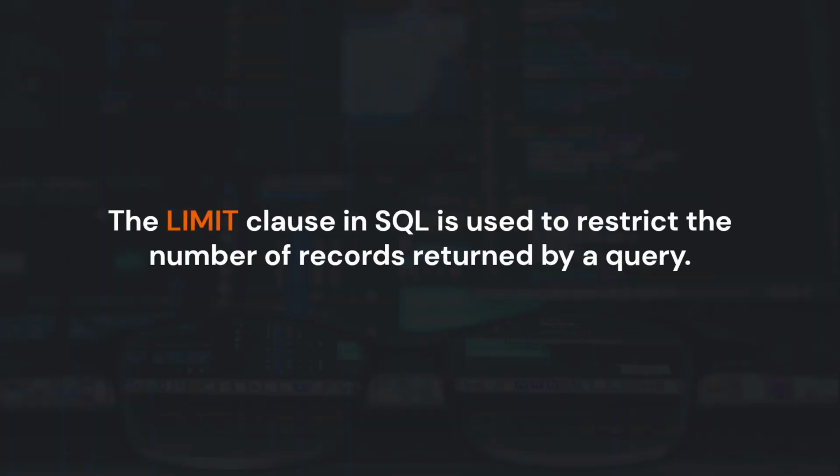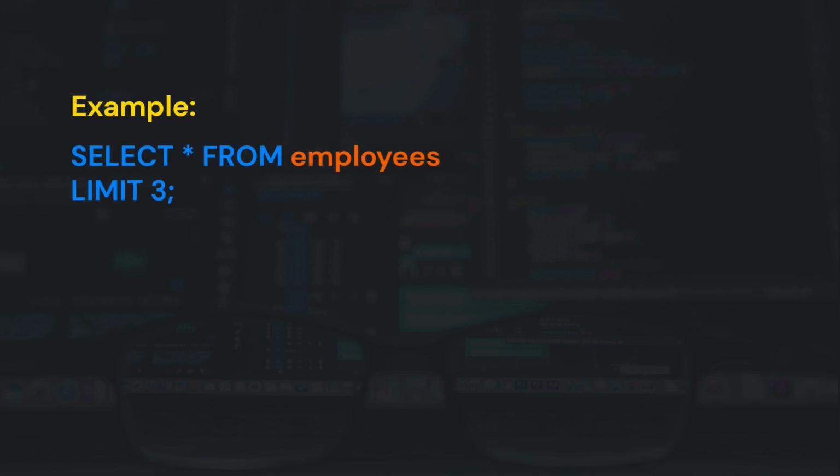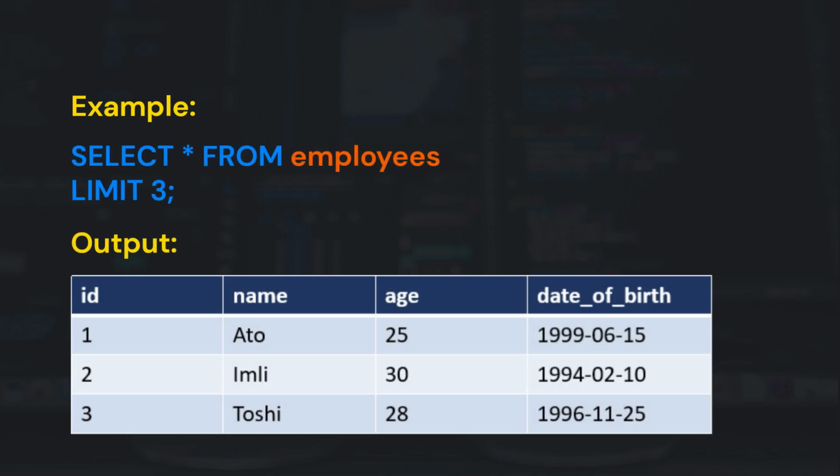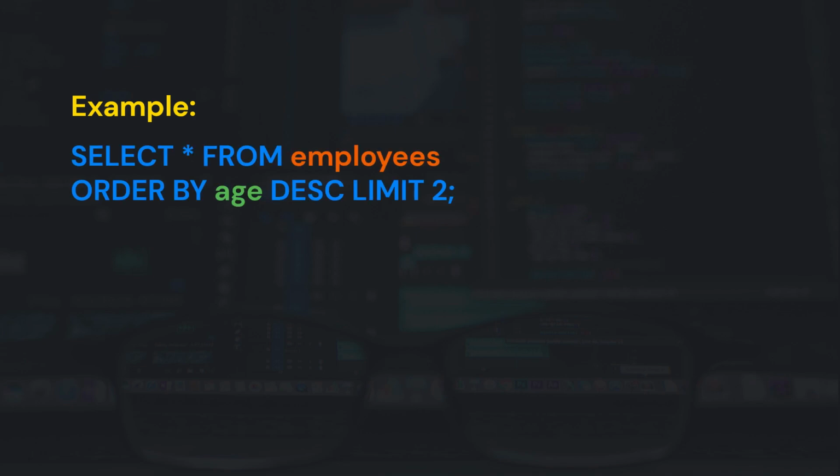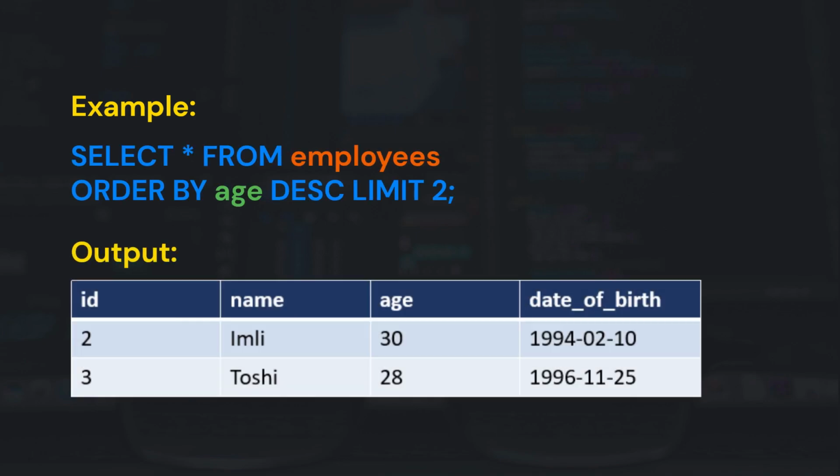When dealing with large databases, fetching all records may not be ideal. The limit clause allows us to restrict the number of rows returned. For instance, if we only want to retrieve the top 3 employees, we write select star from employees limit 3. If we need to get the 2 oldest employees, we can use select star from employees order by age DESC limit 2.